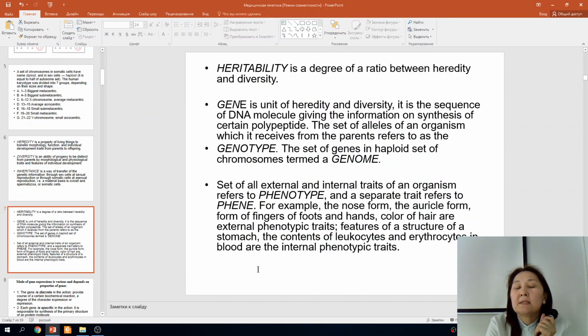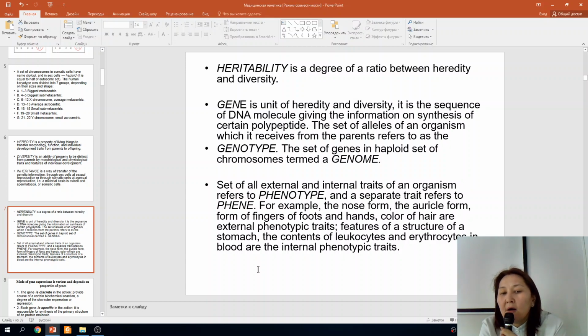Please, next, properties of living things. Heritability is a degree of ratio between heredity and diversity. A gene is the unit of heredity and diversity. It is a sequence of a DNA molecule giving the information for synthesis of a certain polypeptide. The set of alleles in an organism which it receives from the parents is referred to as the genotype. The set of genes in a haploid set of chromosomes is termed a genome.